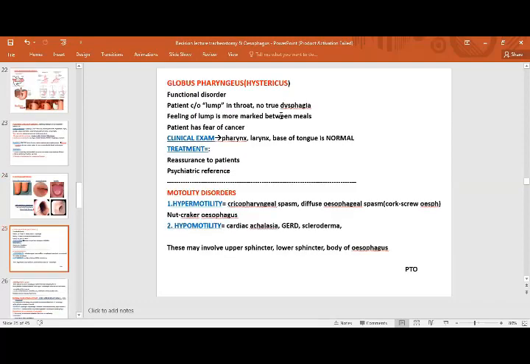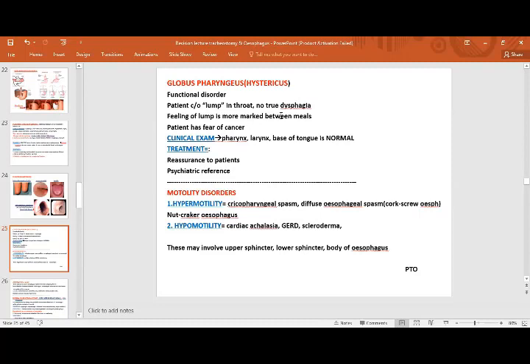Morbus hystericus, this is a functional disorder. It mostly occurs in young girls, and they present with a feeling of a lump in the throat. An important clinical examination we can do in our OPD is to ask the patient different questions, of course, and to cough. The feeling of lump is more marked between meals.